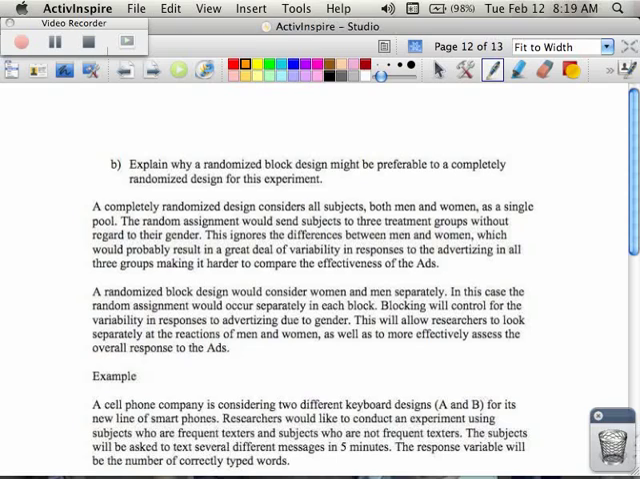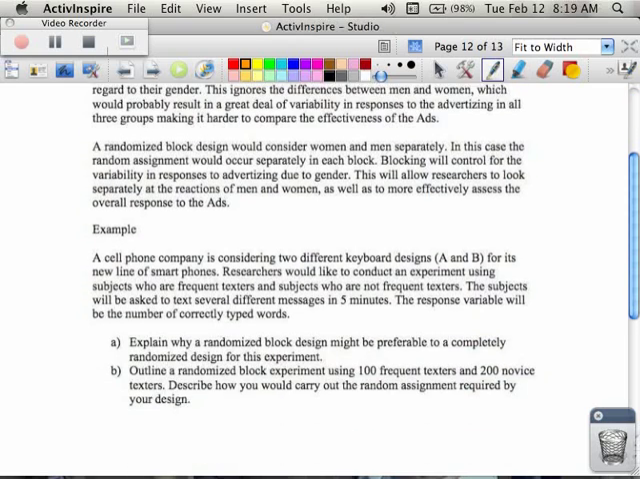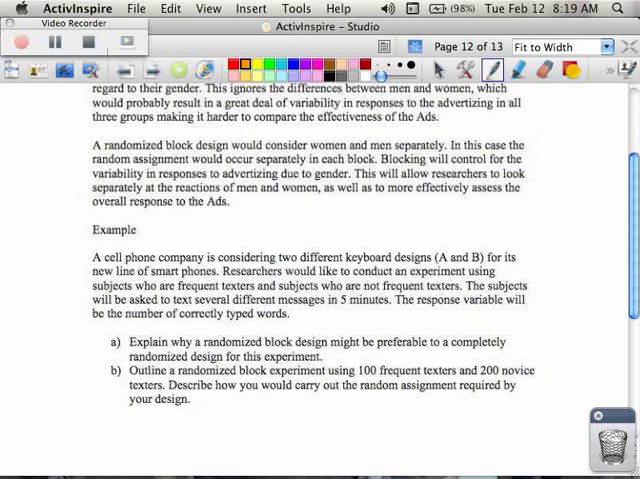There'll be a lot of variability, and it makes it harder to compare the effectiveness of the ad. So you want to see, how about for men, how about for women? Maybe you need to change your ad design depending on what gender you're looking at. The randomized block makes you look at the men and women separately. Random assignment occurs in each block, and blocking controls for the variability in responses due to gender.